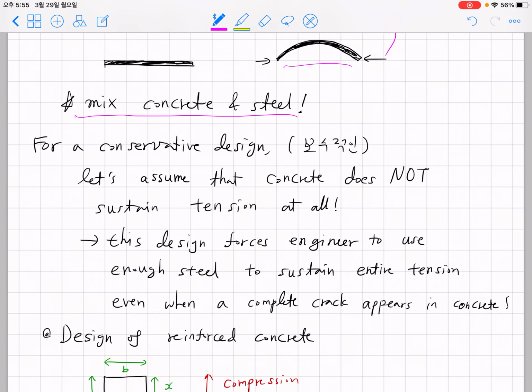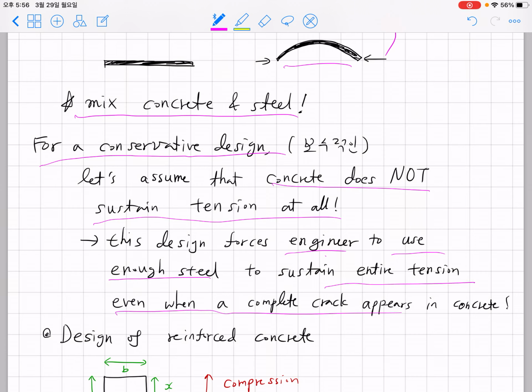When designing a reinforced concrete structure, for a conservative design, what you can do is simply assume that concrete does not sustain tension at all. If we make this assumption when making a design, it will force engineers to use enough steel to sustain the entire tension, even when a complete crack appears in the concrete.